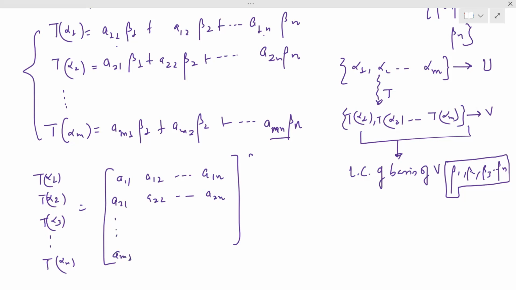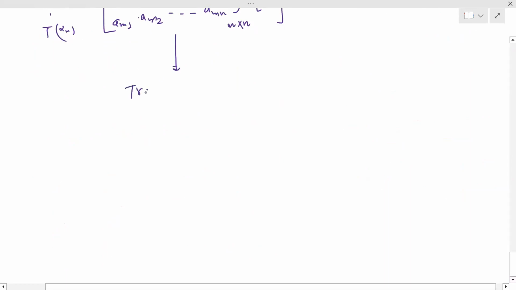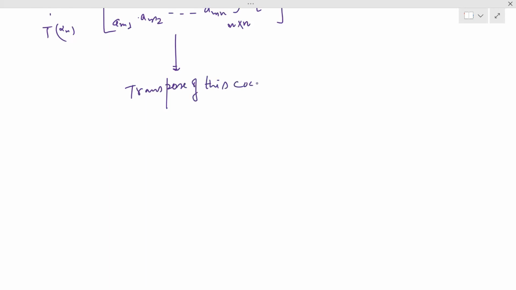And probably in the previous lecture, I forgot to explain this thing, that I have to take a transpose of it. And that's why things were not working well with people. So this particular matrix contains m rows and n columns. So I'll take a transpose of it. And the transpose of this coefficient matrix is called the matrix representation of the linear transformation.